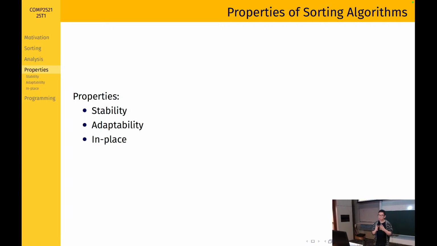Okay, and in addition to the time complexity and the space complexity, we're also going to look at a few properties related to sorting algorithms specifically. These are stability, adaptability, and whether the algorithm is in place. So what do these mean?